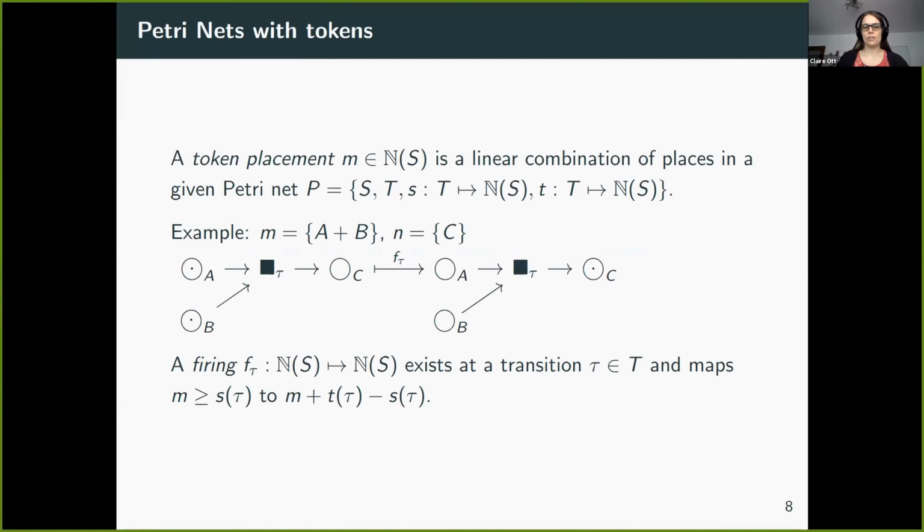And then we can have a firing, which exists for a transition where there are enough tokens placed on the source of the transition so that the transition can fire. For example, here, this firing of tau would lead to a token placement on C and no tokens on A and B. And we can also combine firings if the token placements are coherent with the firings.